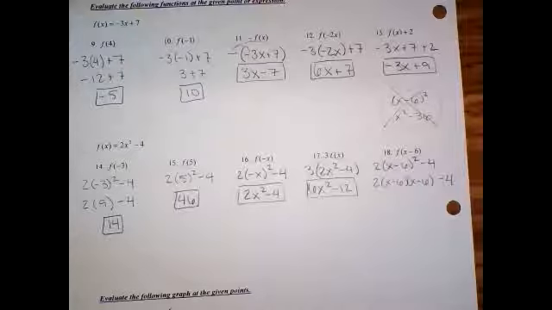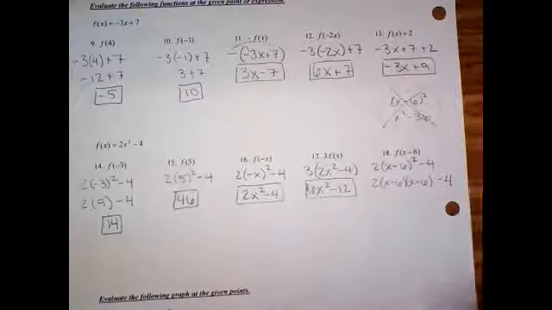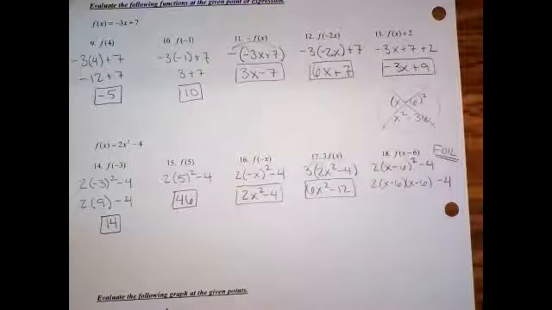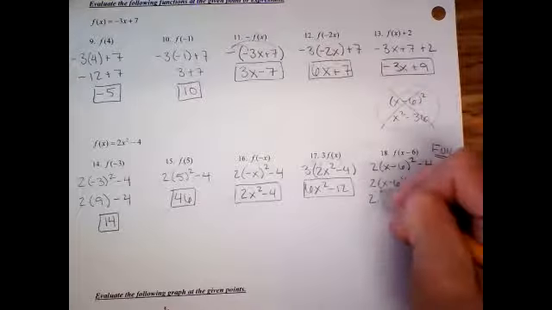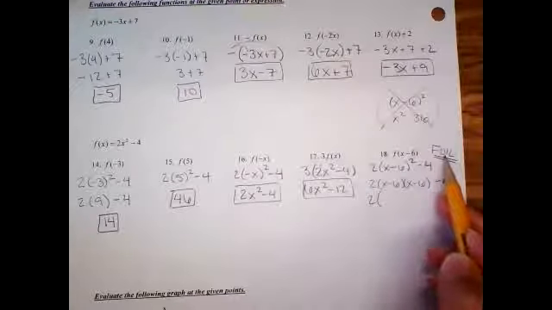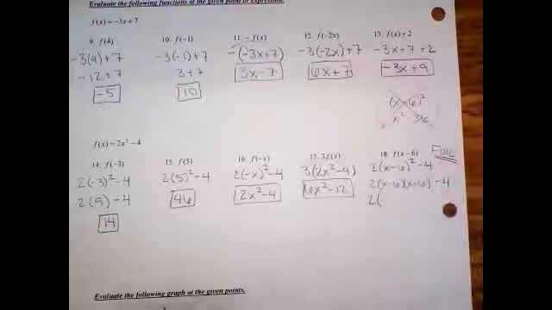And then I call this FOIL: first, outside, inside, last. Have you ever had a teacher use that acronym with you? Or, well, some of you maybe. If you haven't, it's just a way to stay organized. This 2 is just going to hang on there. You're going to multiply the first terms, then the outside terms, then the inside terms, then the last terms. It's just a way to stay organized.